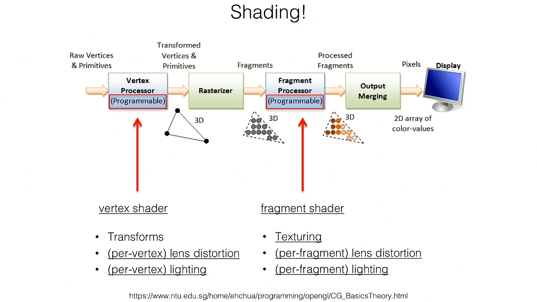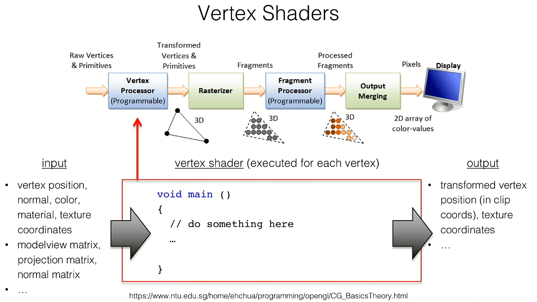as we see here. So the vertex shader takes in some vertex positions and their corresponding attributes, takes in the model view matrix, projection matrix, and normal matrices, and does some operations. It can be whatever we want. It's programmable, so we can define whatever happens in this shader. And in the end, it will output a transformed vertex position in clip coordinates, as well as the corresponding attributes.